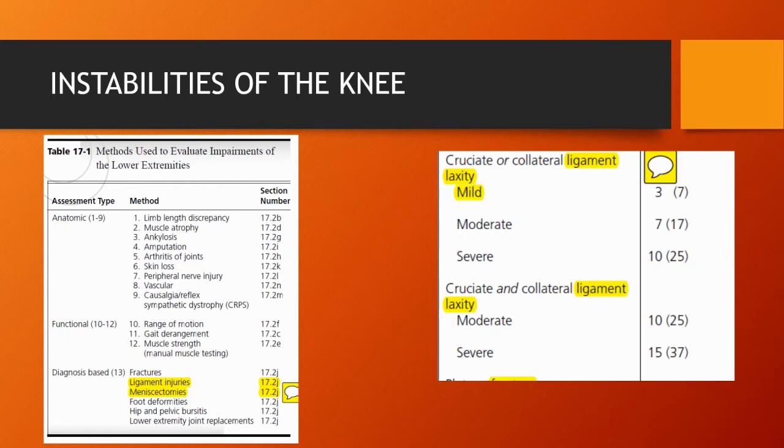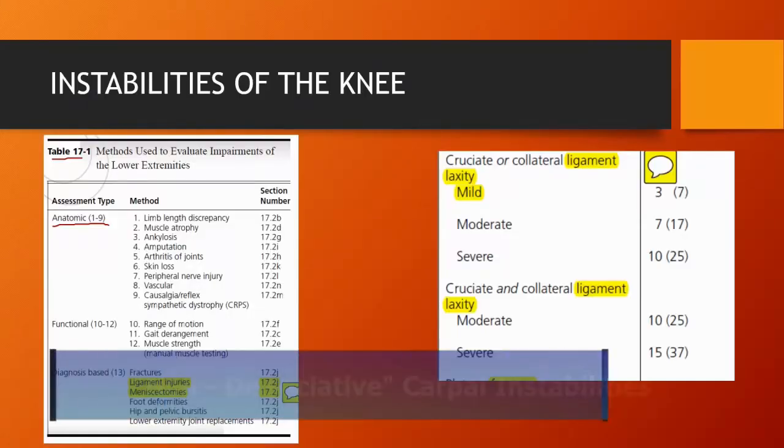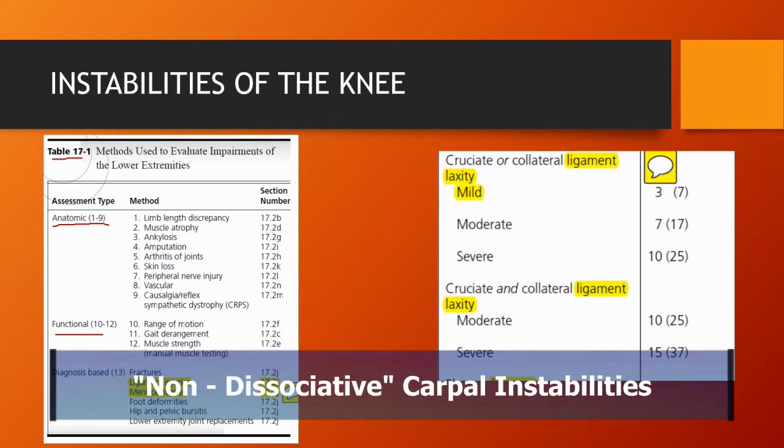Okay, so let's begin. We're in chapter 17 and we're talking about instability syndromes of the knee. So to begin, let's talk about the different types of impairments that the AMA guides inform us that we must assess for in the evaluation of our examinee. Well, the AMA guides in table 17.1 describe 3 broad classifications or categories of lower extremity impairments. There's the anatomic impairments, there's the functional impairments, and there's the diagnosis-based impairments.